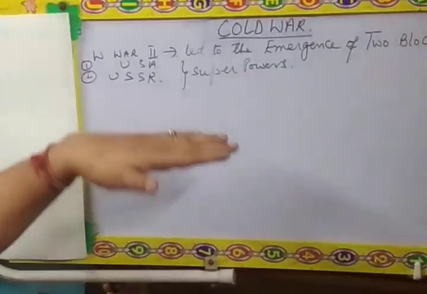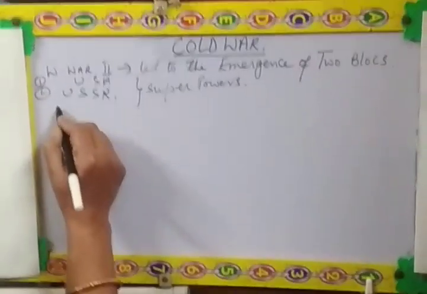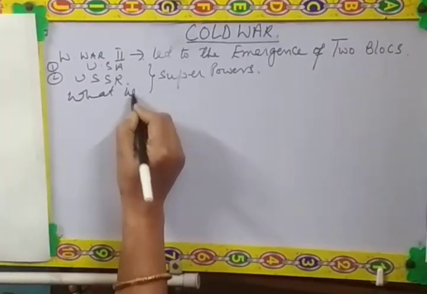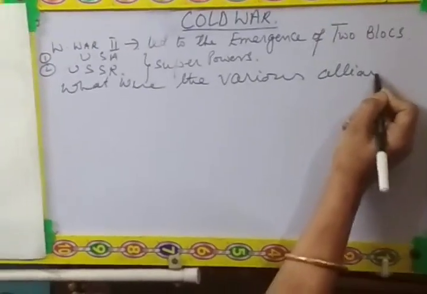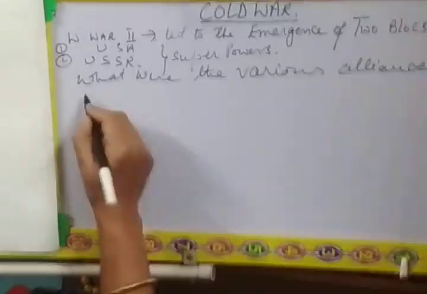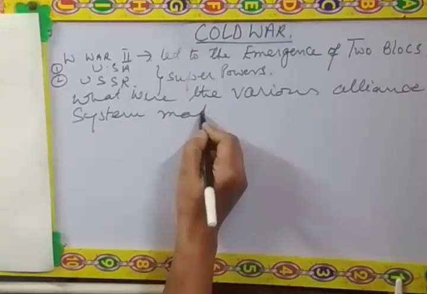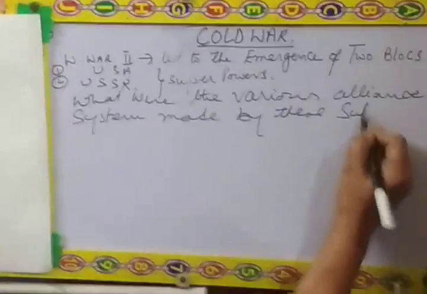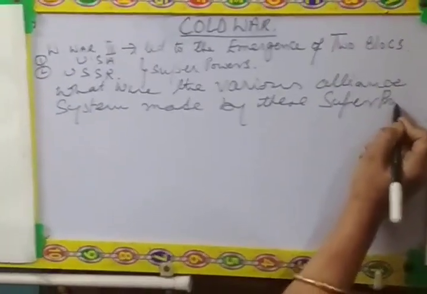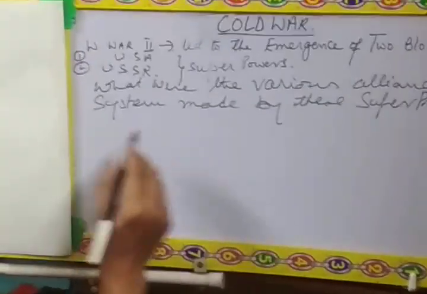Now today we will discuss what were the various alliance systems made by these superpowers. Children, they made the alliance systems.